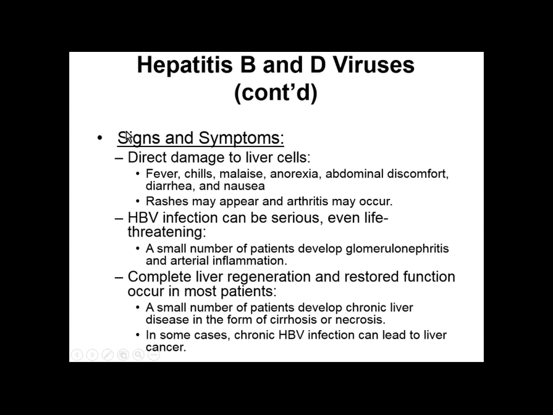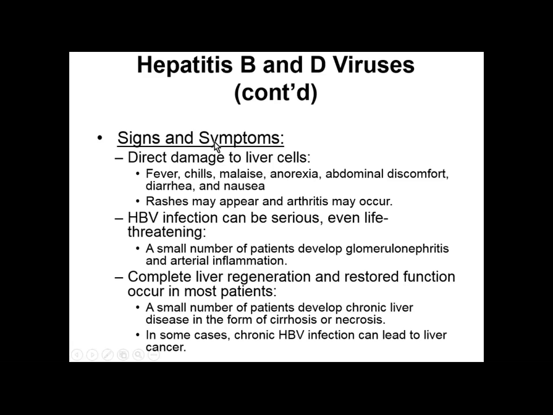Some signs and symptoms of Hep B, Hep D infection include direct damage to the liver cells. These liver cells are going to experience significant attack based on these viruses. Some of the symptoms associated with the attack on the liver cells include fever, chills, malaise, anorexia, abdominal discomfort, diarrhea, and nausea. A lot of this anorexia is associated with a loss of appetite and an inability to absorb as many nutrients within the GI tract.